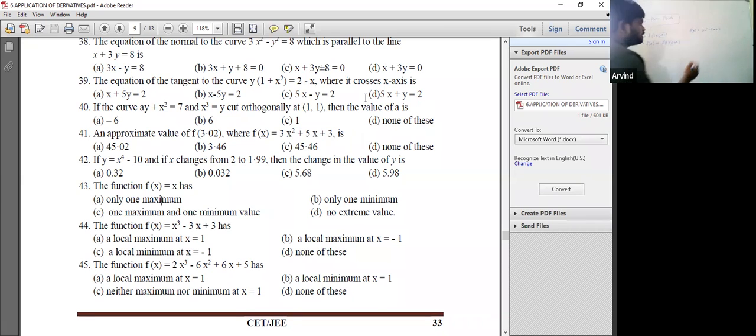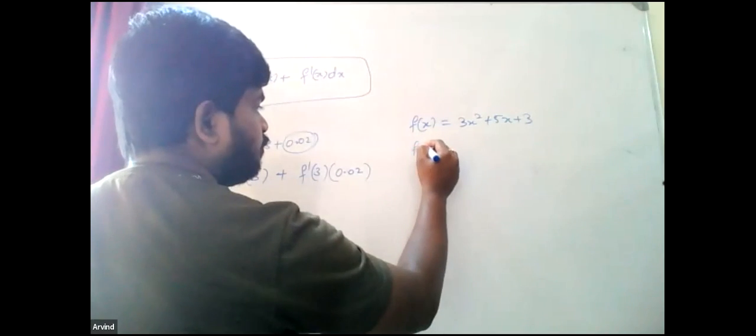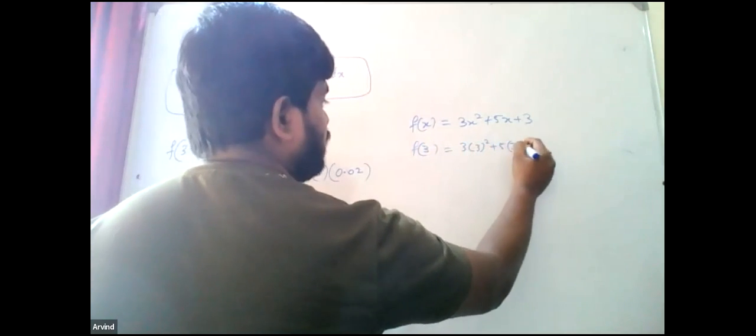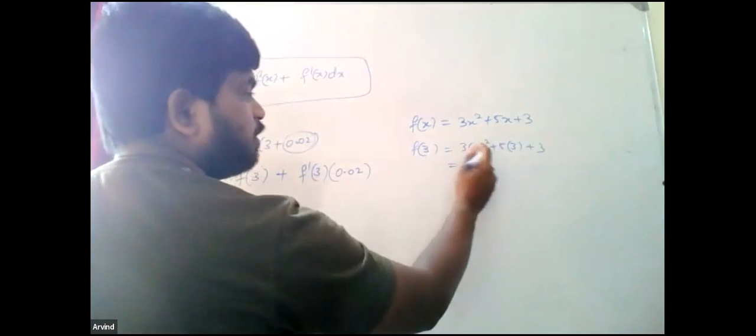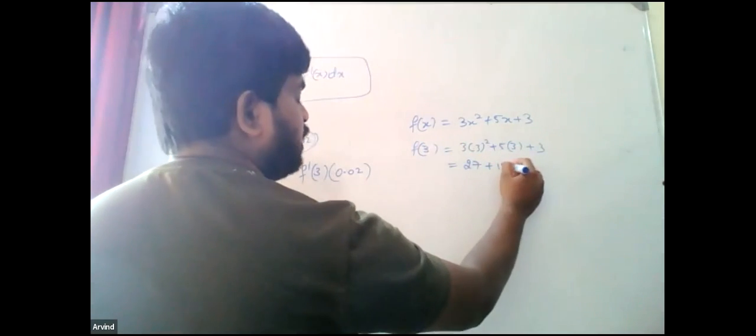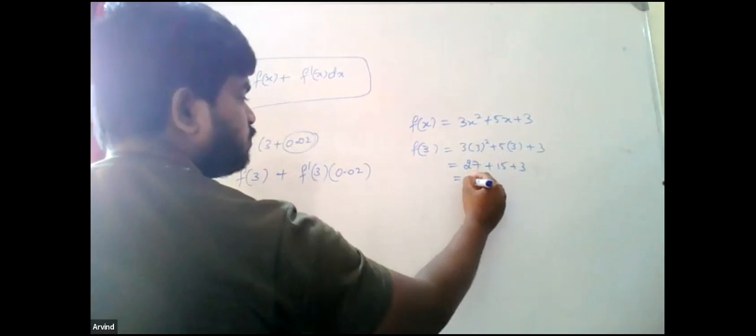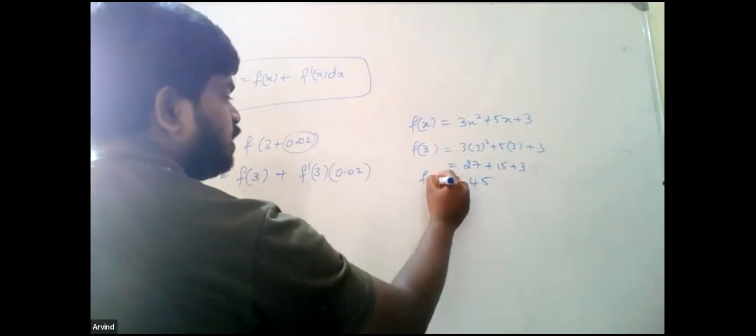3x square plus 5x plus 3. Sorry. So that's the question. So f of 3, we need to find. f of 3 is 3 into 3 square plus 5 into 3 plus 3. So it will become 9 3s are 27 plus 15 plus 3. So 42 plus 3 is 45. So f of 3 is 45.